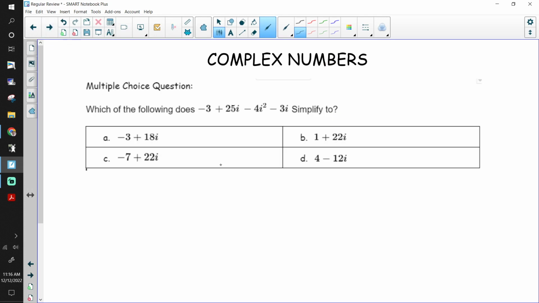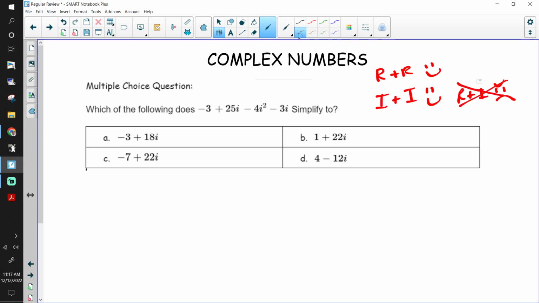Okay, the second topic is complex numbers. Now there are 3 really important things you need to remember. You are allowed to add a real plus a real. This is good. You are allowed to add an imaginary plus an imaginary. This is also good. The no-no is you can never add a real and an imaginary. This is bad. Never, ever, ever do this.